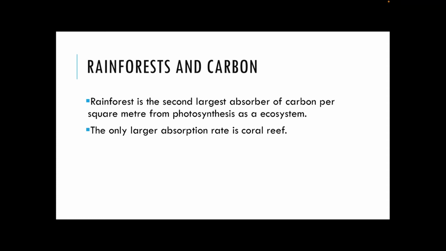So, rainforests and carbon. Tropical rainforest is the second largest absorber of carbon per square kilometre from photosynthesis as an ecosystem. The largest absorption rate is actually coral reef, but the second largest from photosynthesis is tropical rainforest, which means they are an incredibly important carbon sink.